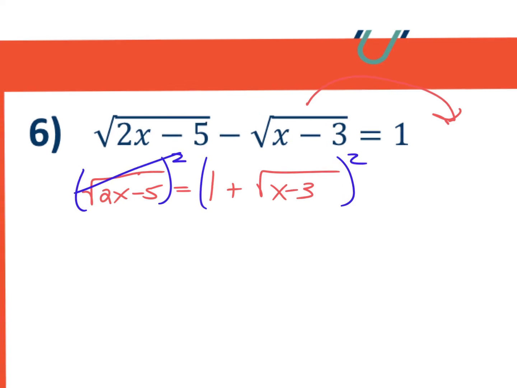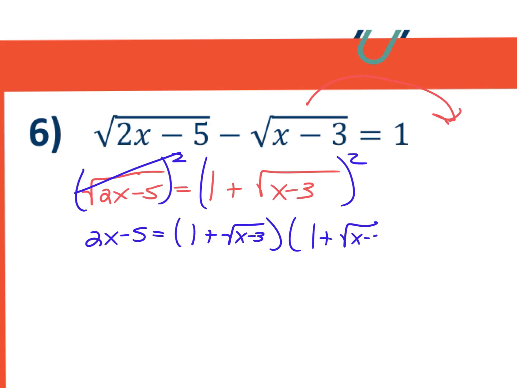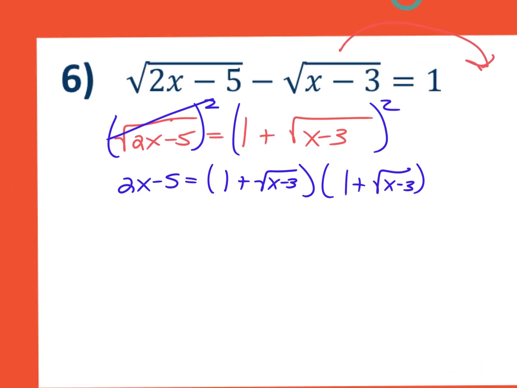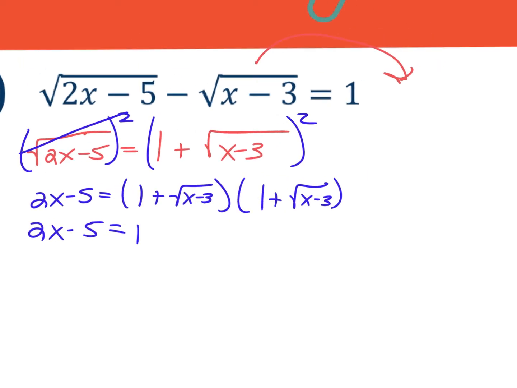So when you square square root, this just becomes 2x minus 5 equals, this is 1 plus square root of x minus 3 times 1 plus the square root of x minus 3. So we're going to leave our 2x minus 5 hanging out over here. And then we're going to FOIL. 1 times 1 is 1. 1 times radical x minus 3 is just plus square root of x minus 3. Then the square root of x minus 3 times 1 is another square root of x minus 3. And then the square root of x minus 3 times the square root of x minus 3 is just going to take away the square roots. They cancel out, so you have x minus 3.